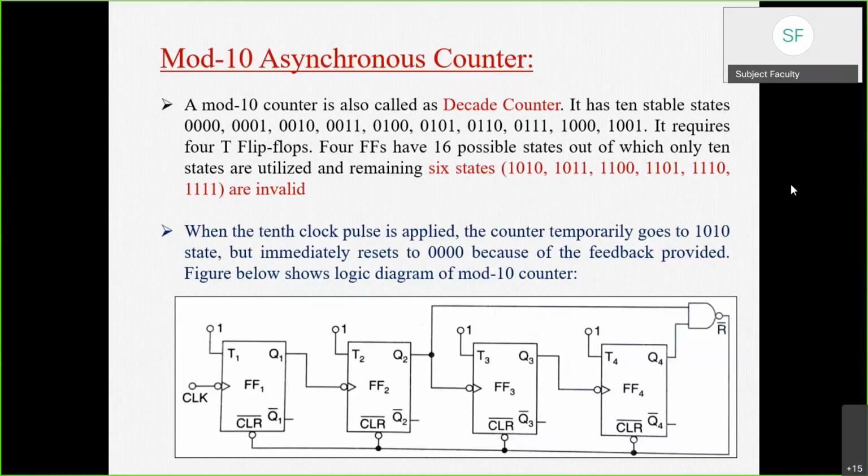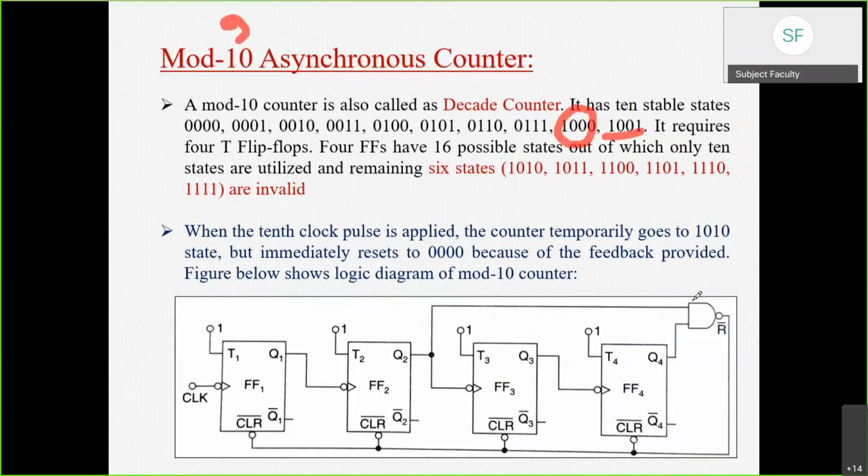Okay, so I got one question: can we also do odd number mod counters? Yes, yes, of course. Just for example, let's assume that we are going to design a mod 9 counter. So the maximum count will be 1000 only. And the next state will be 1001.